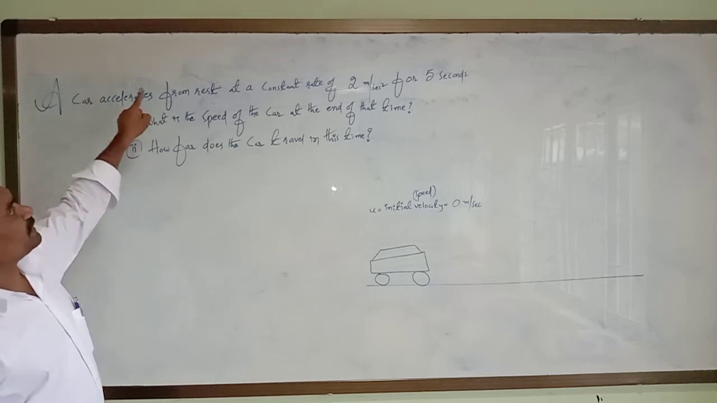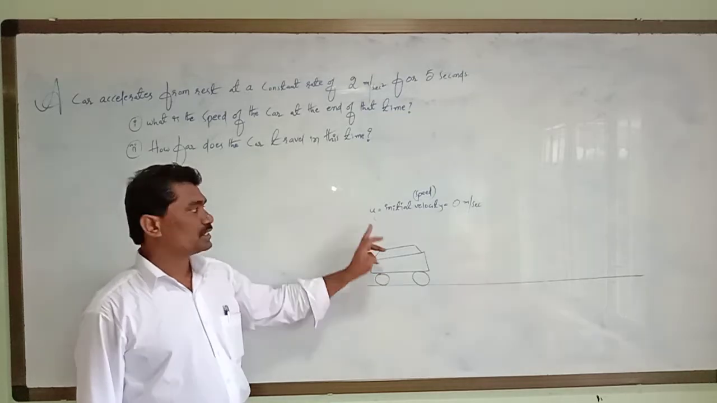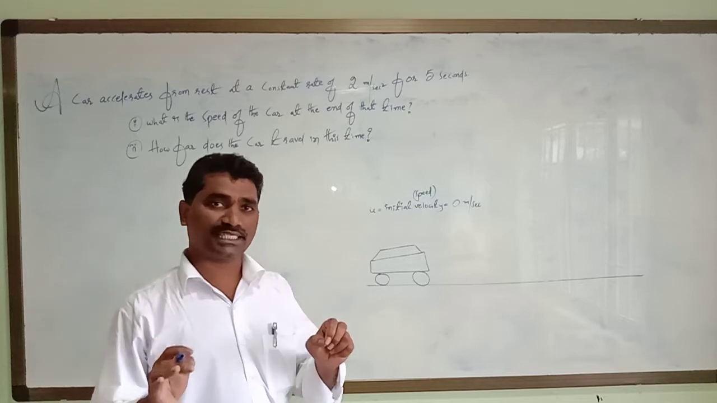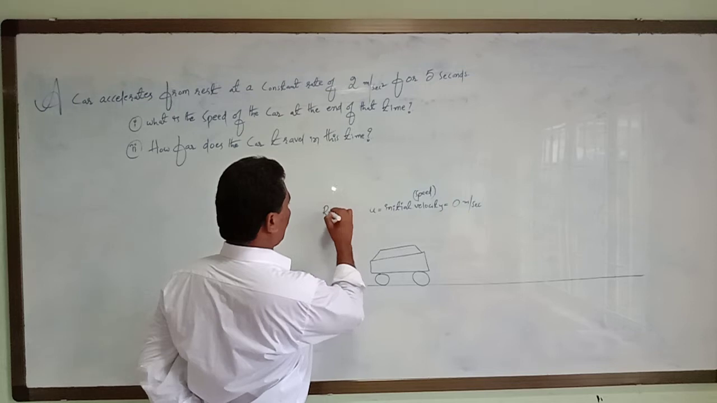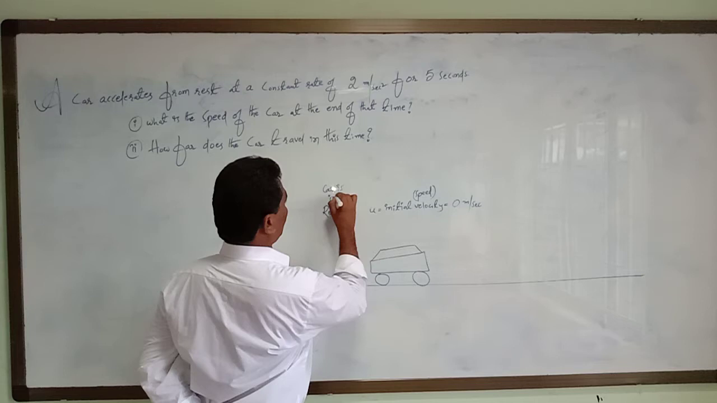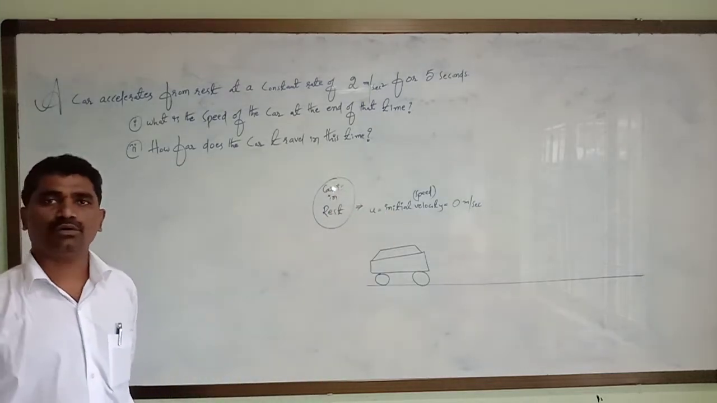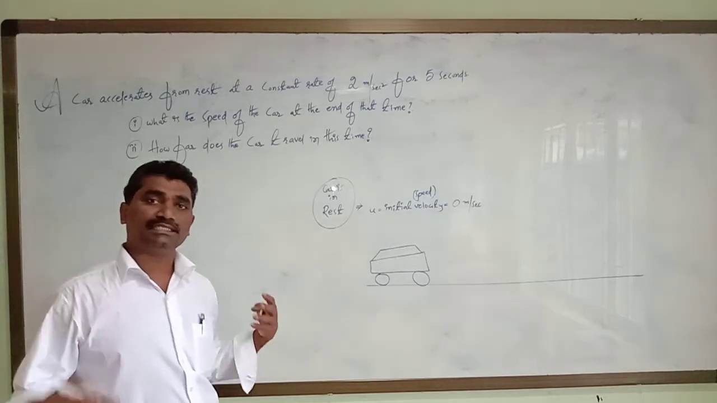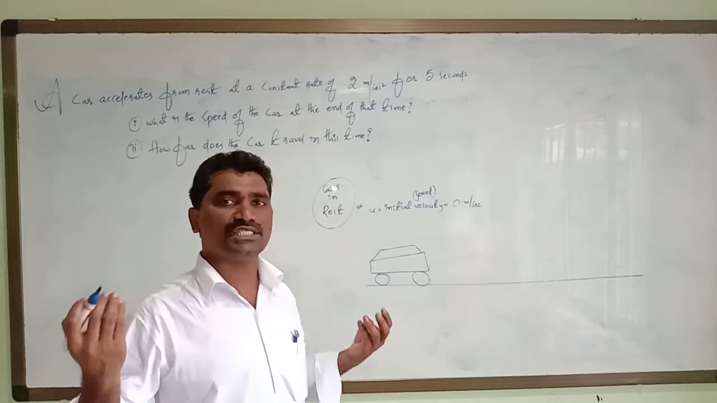A car accelerates from rest. Actually, the car is at rest in the beginning, so the initial velocity of the car is taken as 0. Rest means initial velocity is 0. What is the meaning of that? It's not moving. It doesn't have any speed or any motion. So that's why its velocity is 0.